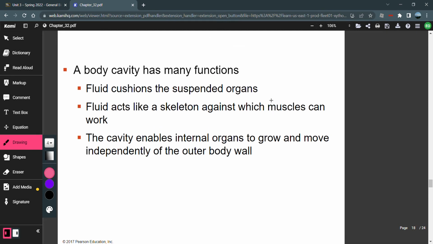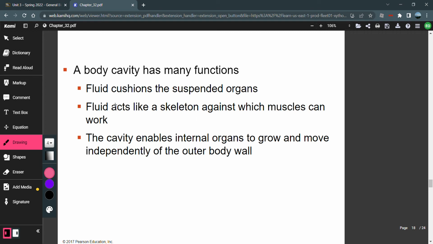So a body cavity has many functions. First, it has fluid in it, and it suspends organs. And when the animal falls or has an impact, that fluid absorbs the impact and cushions the organs. So it's almost like a protective pad around the organs. And the fluid acts like a skeleton against which muscles can work.